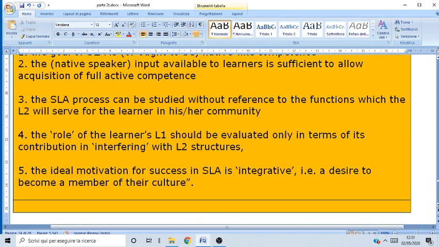And above all, the idea that is behind second language acquisition, so learning English, is integration. So basically, according to the scholars, you would learn English only because you want to become part of that culture. Okay?